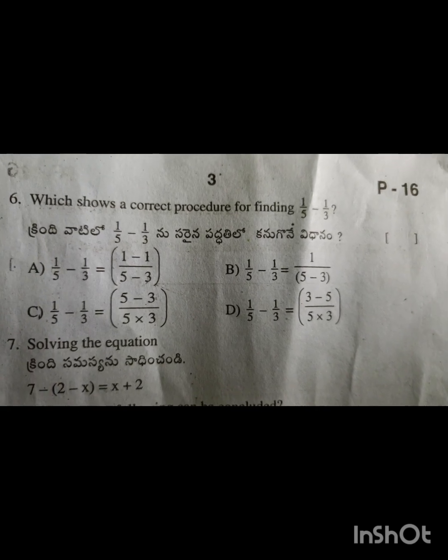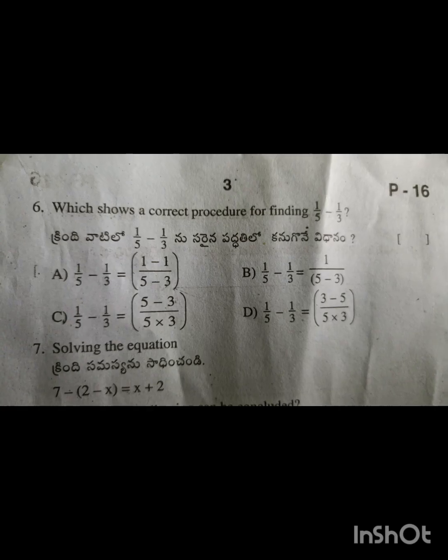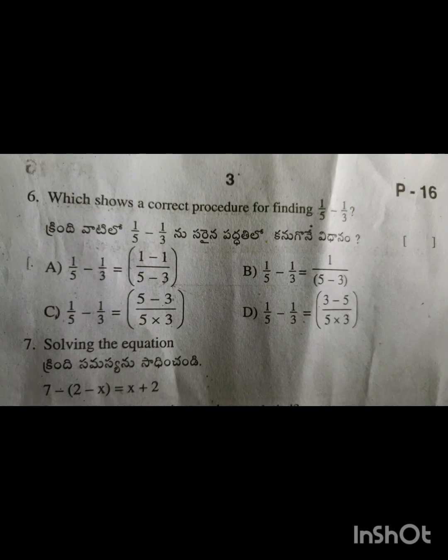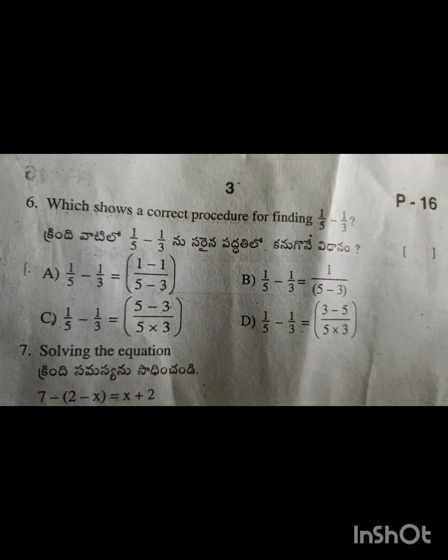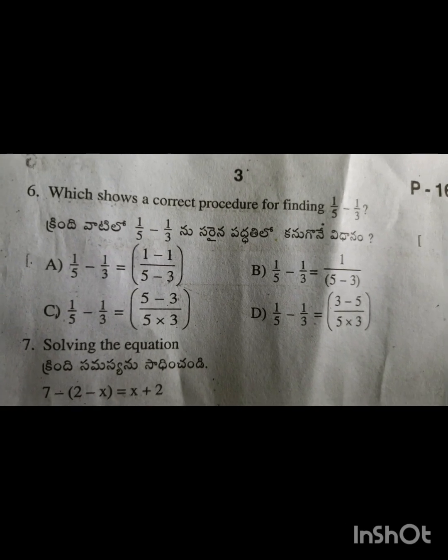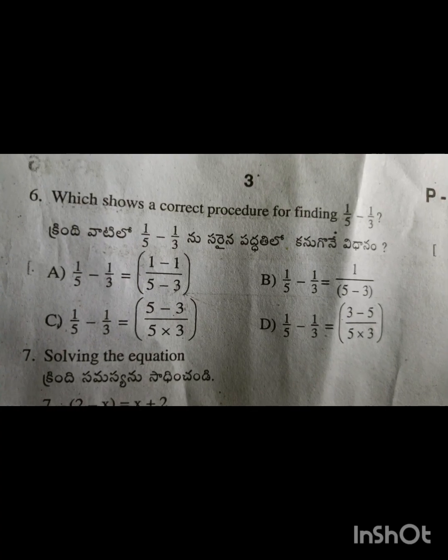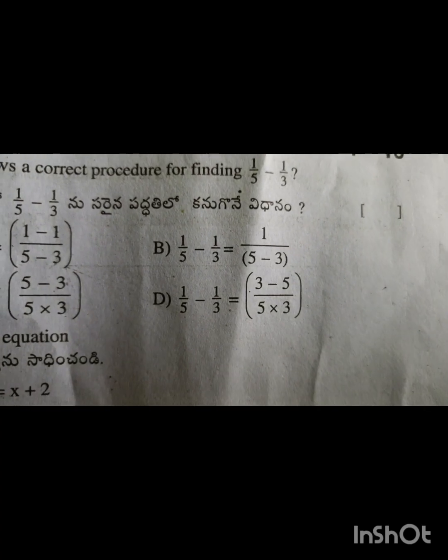Which shows a correct procedure for finding 1 by 5 minus 1 by 3? This is testing the basics. How do you subtract fractions? Options A and B show the students' tendency to subtract numerator with numerator and denominator with denominator, but that is not the correct one. C is also a little wrong. So therefore D is the right one.